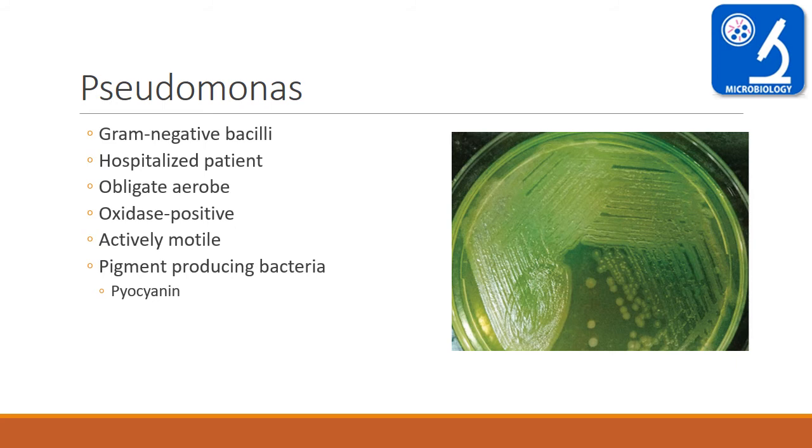So the first one is pyocyanin. Pyocyanin means a greenish blue color type of pigment that is produced by Pseudomonas aeruginosa. You can see it in the picture. Then the second pigment is pyoverdine, that means greenish yellow color. Then pyorubin, that is red color. And last, the pyomelanin, that is brownish black color colonies.